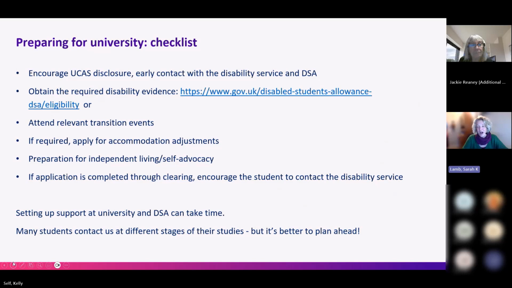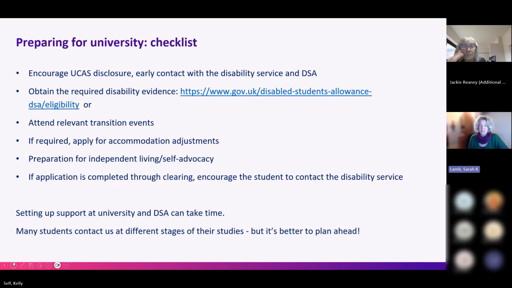So, a bit of a checklist, and we really can't reiterate this enough: encourage students to disclose on their UCAS form. That information about their disability doesn't go to the tutors who are considering their application. We had a question earlier about whether or not to disclose within the personal statement. If you think that it is of benefit, there are lots of benefits from having a disability, from the way you think to challenges that you've overcome. So it can be really helpful to disclose that, and particularly if it relates to your course.